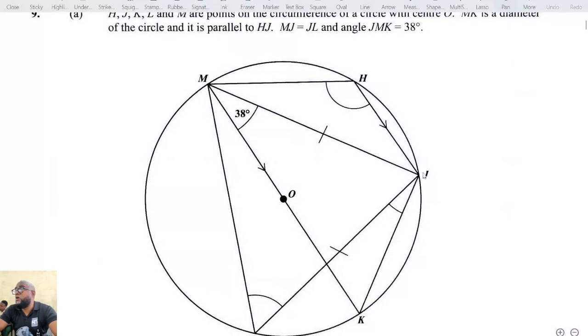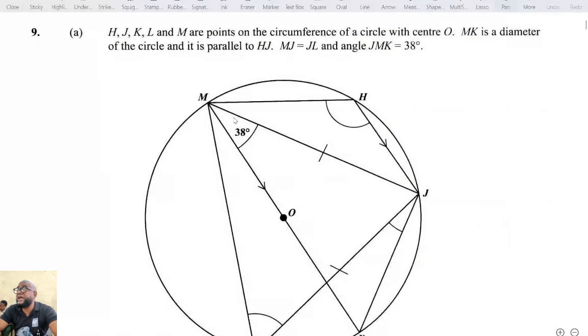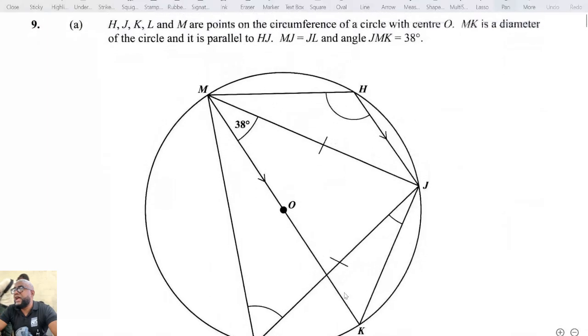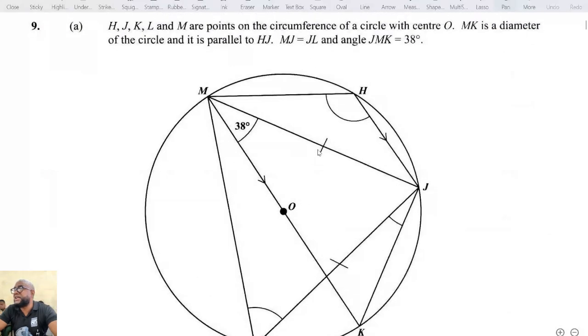Everybody see all 5 points are on the circumference? Everybody clear there? MK is the diameter, right? M to K would be the diameter of the circle, and it is parallel to HJ. HJ is here. MJ is equal to LJ. That's why they have these slashes on them, because they are equal.